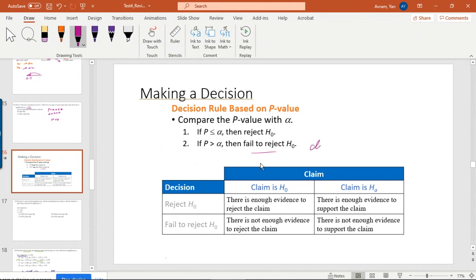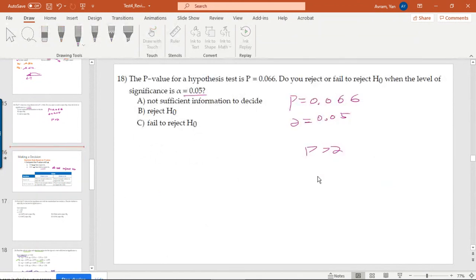What does fail to reject mean? Sometimes we just say do not reject the null hypothesis. It's the same thing. Fail to reject or do not reject the null hypothesis is the same thing. Okay, so we have p greater than alpha. Of course, we will say fail to reject the null hypothesis in here.